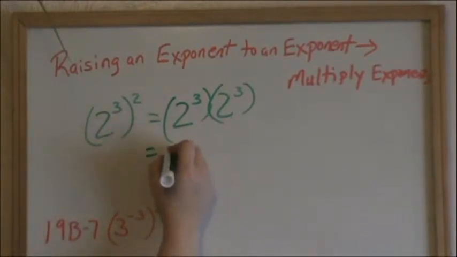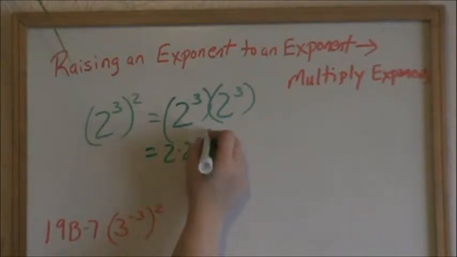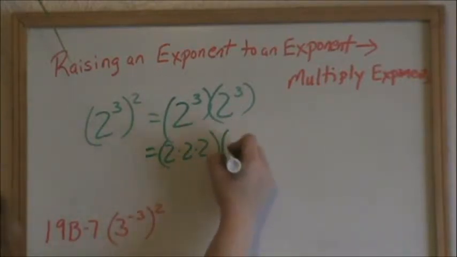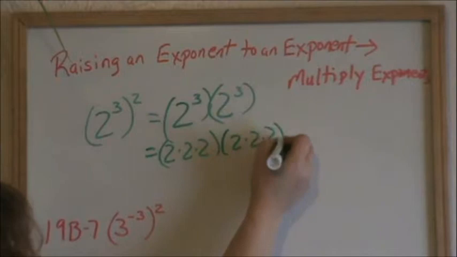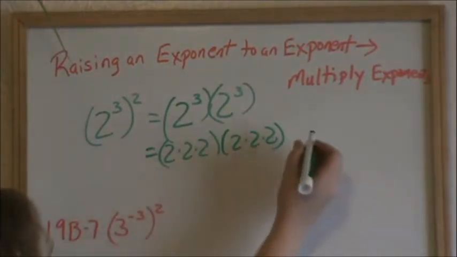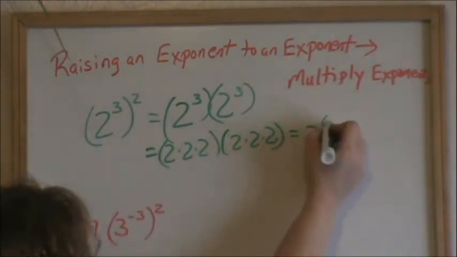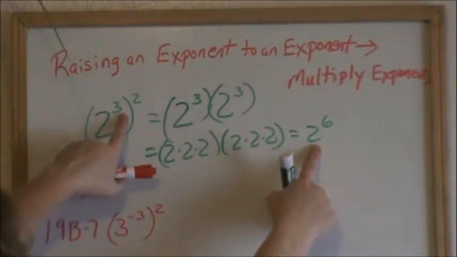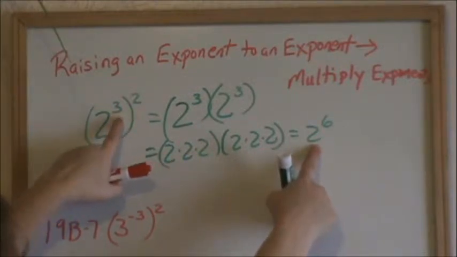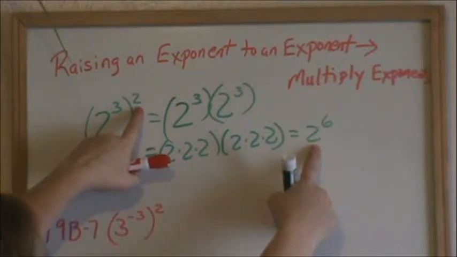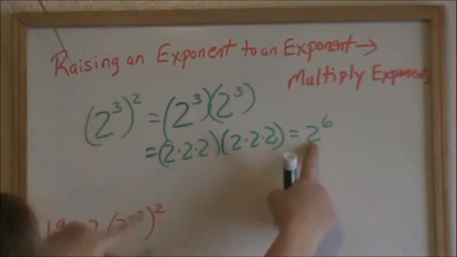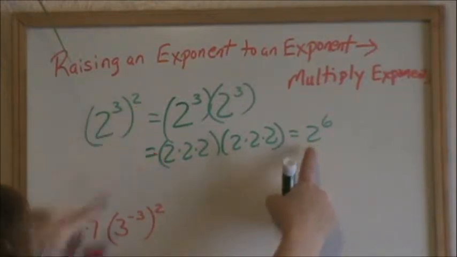2 cubed, the first one means 2 times 2 times 2. The second one means 2 times 2 times 2. Well, how many 2's do we have? 6. So that does mean 2 to the 6th. So that proves to you that raising an exponent to an exponent does mean we multiply our numbers, and then 2 cubed raised to the square power would now end up being 2 to the 6th, multiplying 3 times 2.